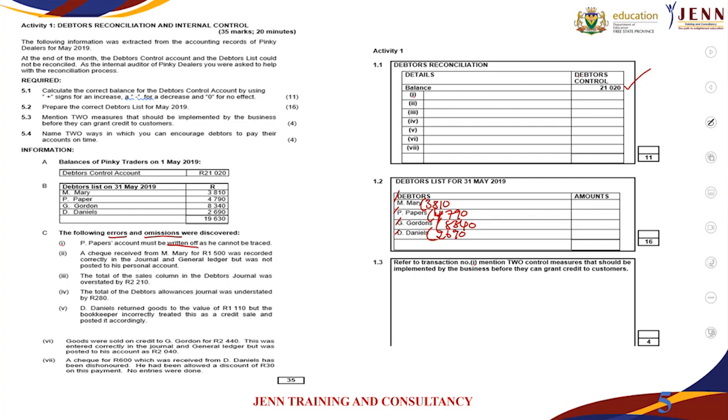So how much does A P paper owe us? 4,790. On the debtors control, we are going to say minus 4,790, and then we go to his individual account, we still minus 4,790. The fact that we are writing him off, it simply means now the balance will be 0. Thank you so much, Ikaelelo.